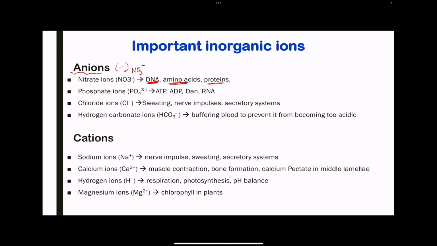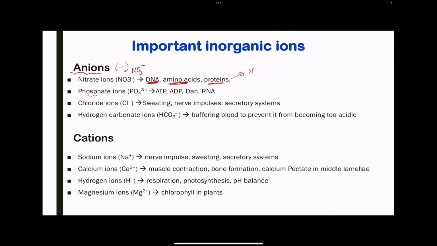Proteins also require a nitrogen atom. Actually, anything that comes from proteins should always have a nitrogen. You go with hormones, enzymes, and so on. Those are all going to be made in the presence of a nitrate ion, or at least in the process of making them, a nitrate ion could have been used.